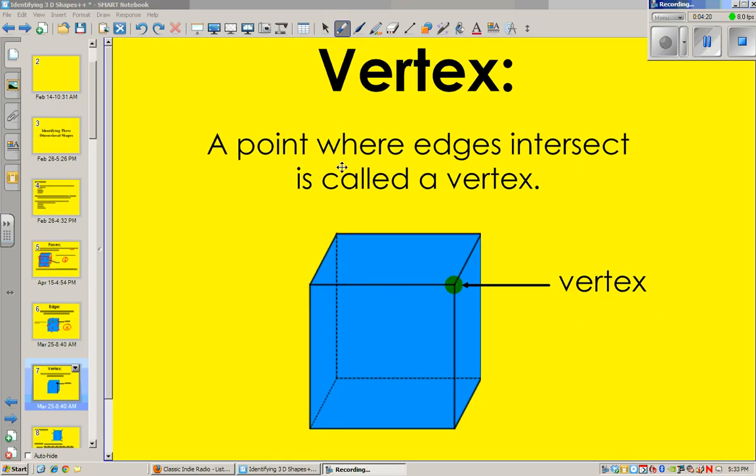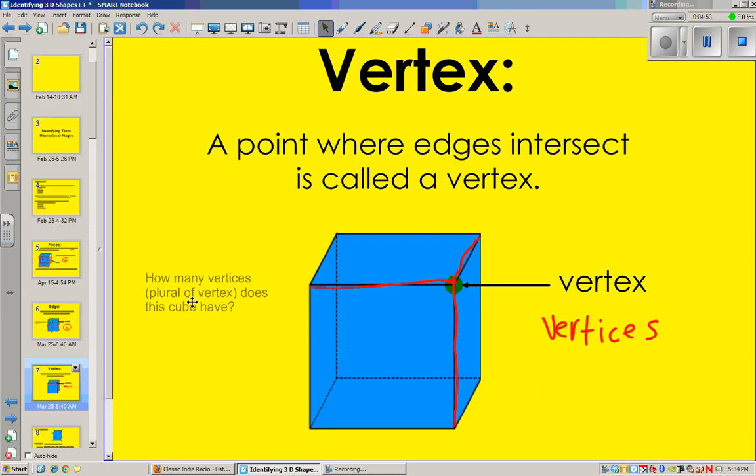Now our last bit of vocabulary here is vertex. A vertex is a point where edges intersect. That's what a vertex is. So you can see we've got 3 edges that are intersecting here. That one, that one, and that one. And where they come together, that's a vertex. Now you might hear somebody use the word vertices. That means more than one vertex. It's the plural. So you've probably predicted that I'm going to ask you this question. How many vertices, again, that's the plural of vertex, how many vertices does this cube have? So pause the video and try to figure that out.